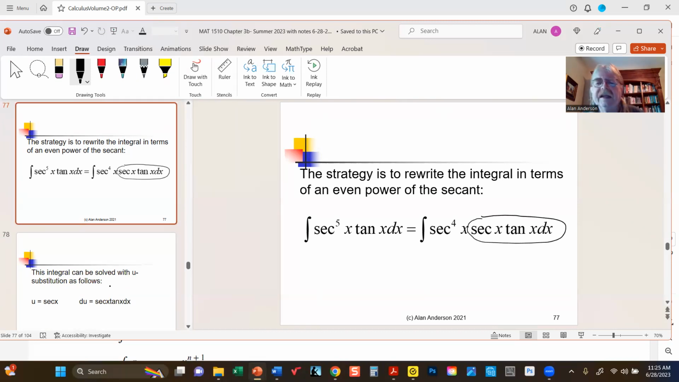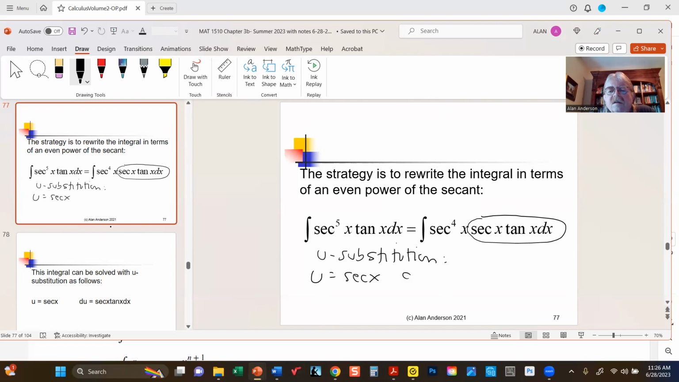So in this particular case, we may not even need to bother with the Pythagorean identities, because here's what we can do. We can use u substitution very quickly and easily, surprisingly easily. Why don't we try this? Let's have u equal the secant of x.